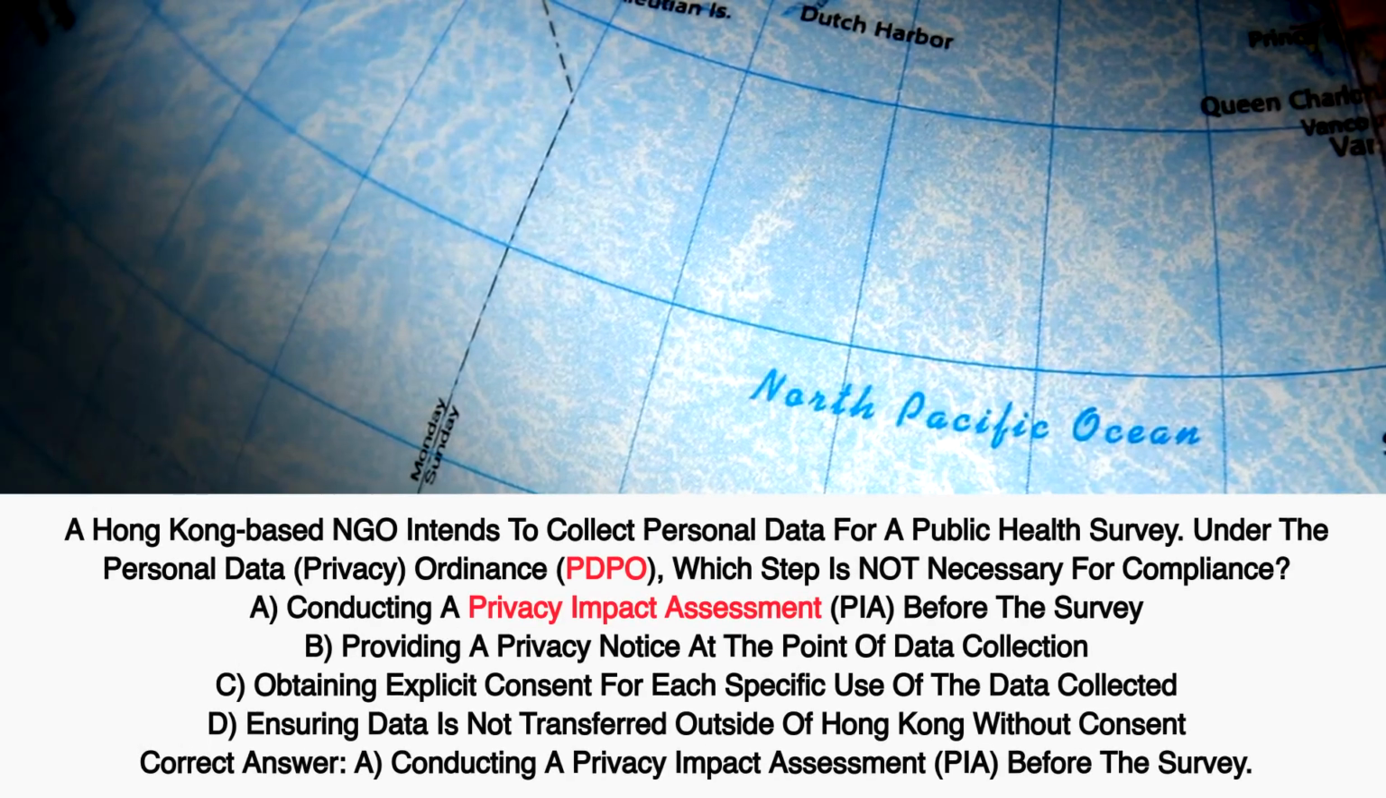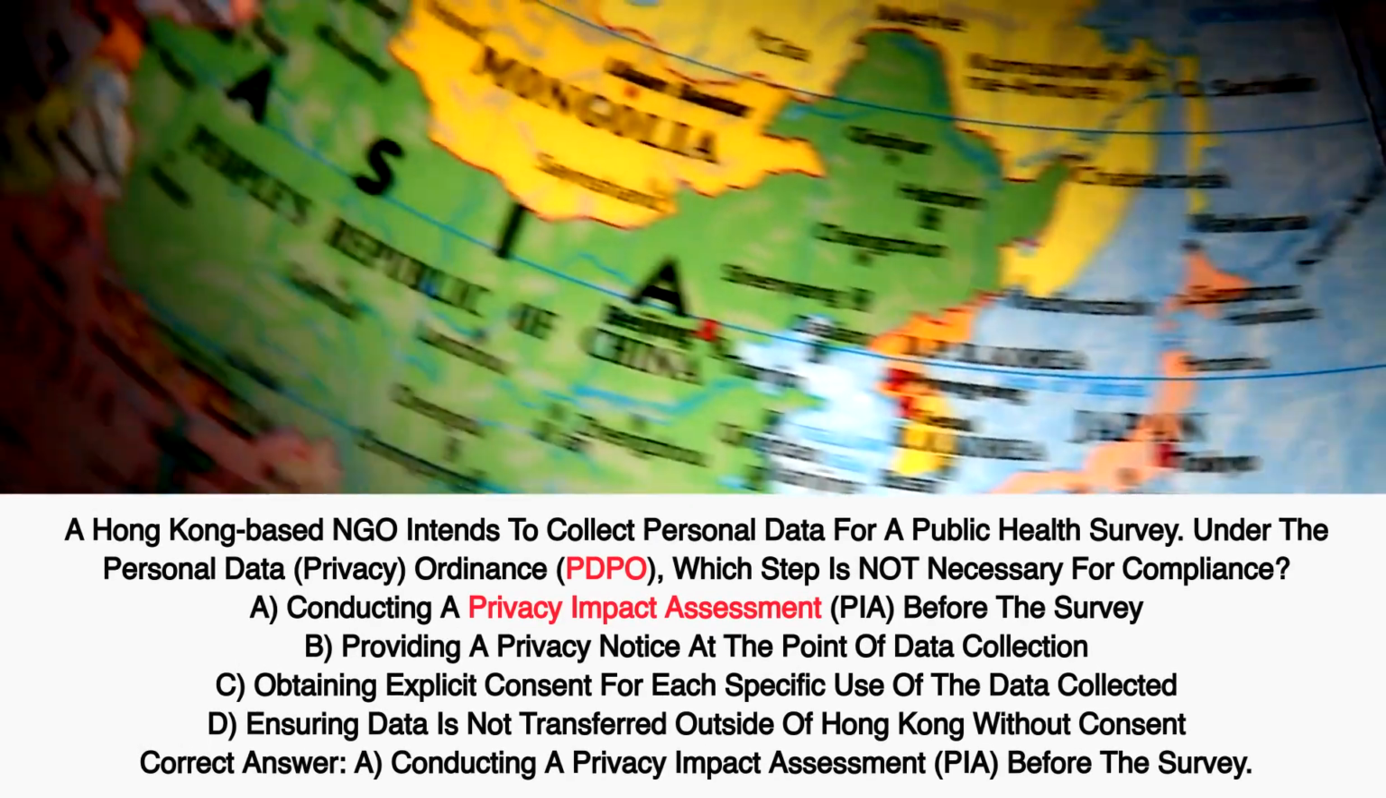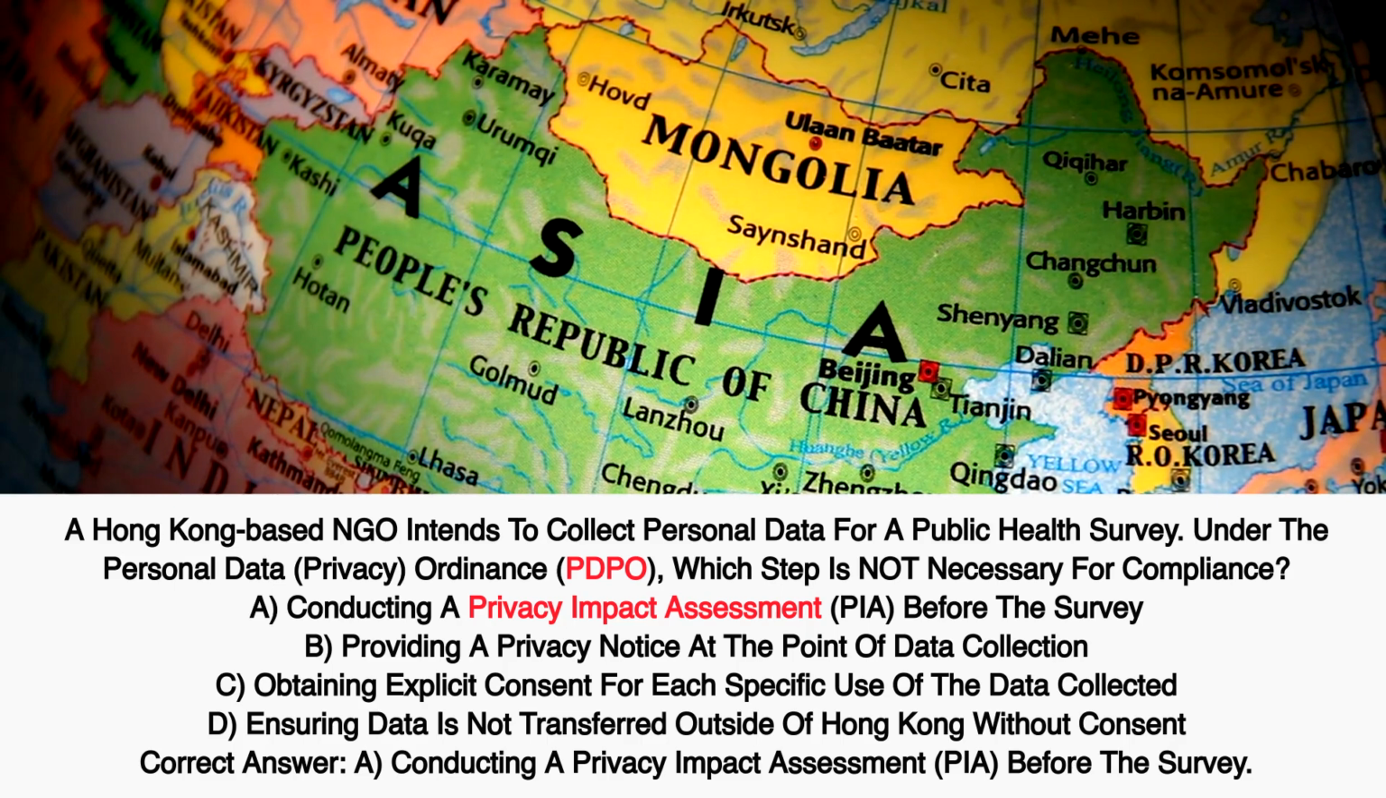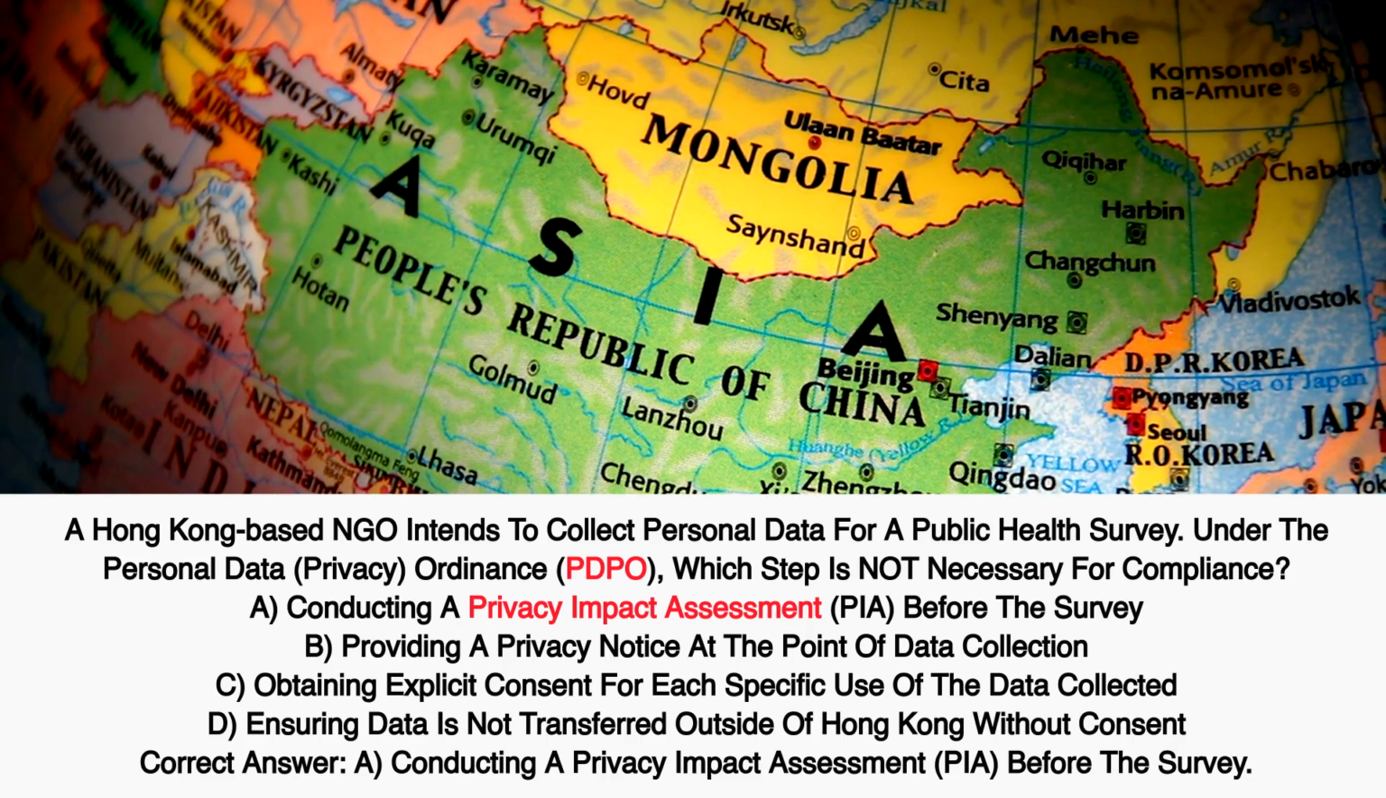A Hong Kong-based NGO intends to collect personal data for a public health survey. Under the Personal Data (Privacy) Ordinance, PDPO, which step is not necessary for compliance? A. Conducting a privacy impact assessment, PIA, before the survey. B. Providing a privacy notice at the point of data collection.